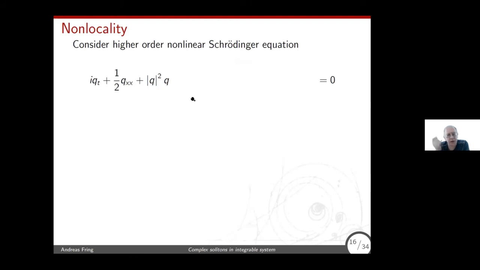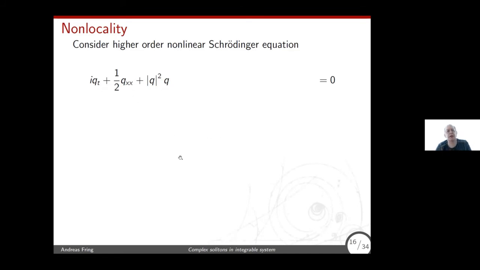Let's look at another system, and I just want to discuss another concept now, namely non-locality. So I explained now why solutions are real, how this works, and that one needs integrability plus PT symmetry, but one can actually get new types of solutions as well. And this is what I want to explain now in the context of higher order nonlinear Schrödinger equations.